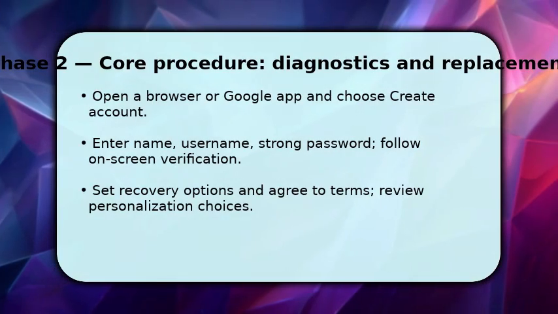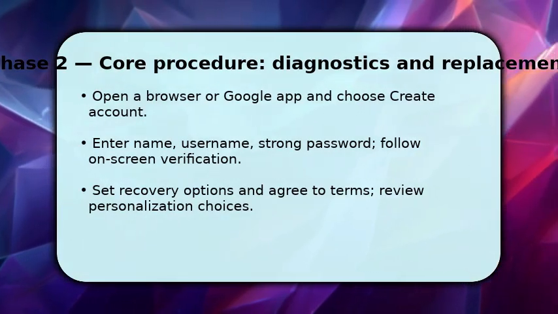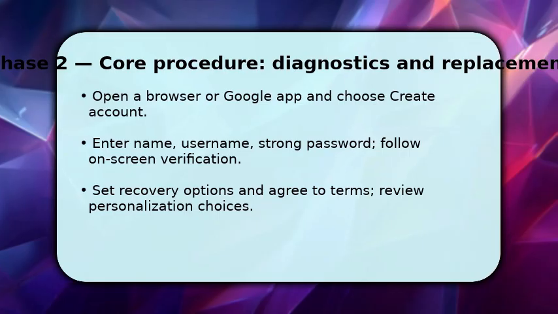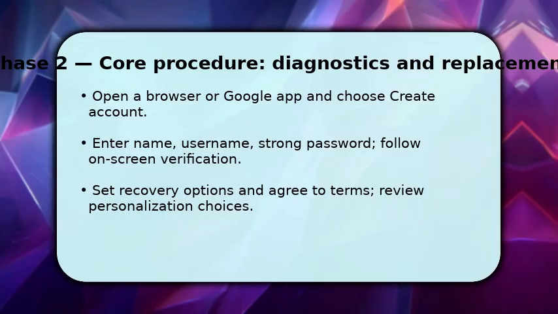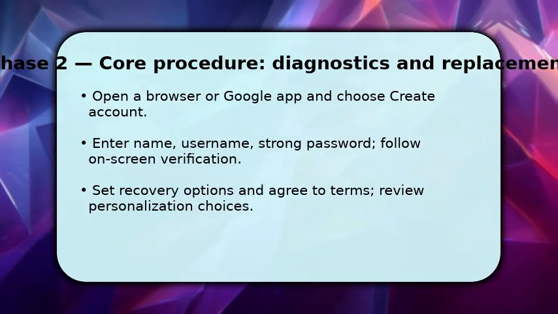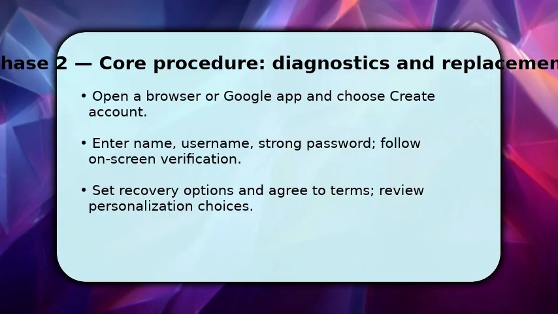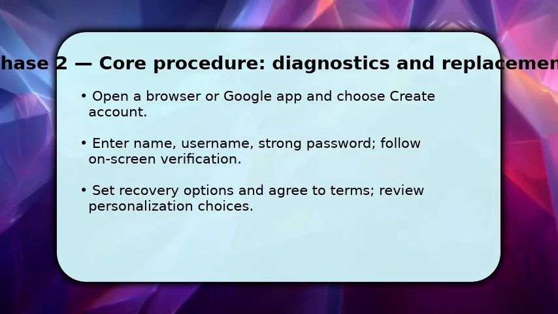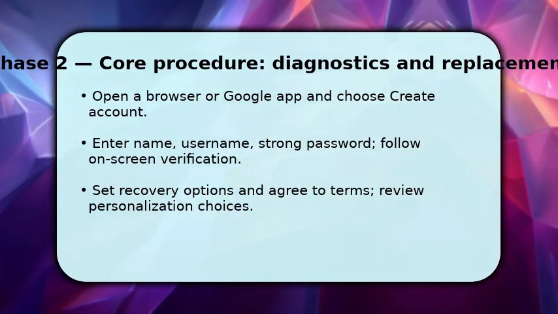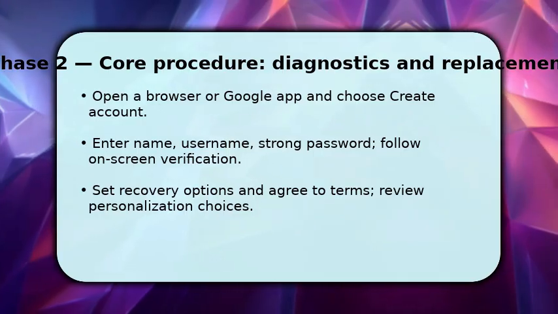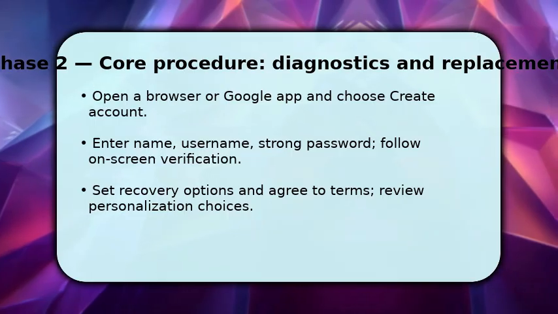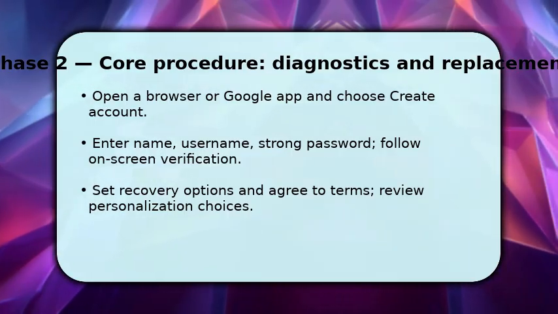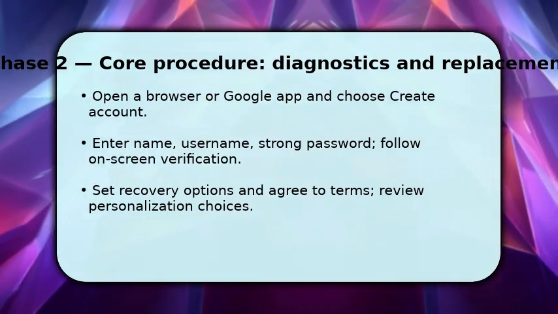You'll now create the account. Open the browser or install Google Apps and select Create Account. Choose Personal Account for regular use. Type your name, pick a unique username, and set a strong password. Use letters, numbers, and a symbol. When prompted, provide the recovery email or phone to secure the account. This step helps you regain access if you forget the password. Make sure to read the privacy prompts, adjust personalization settings to your comfort, and tap Agree to finish creation.